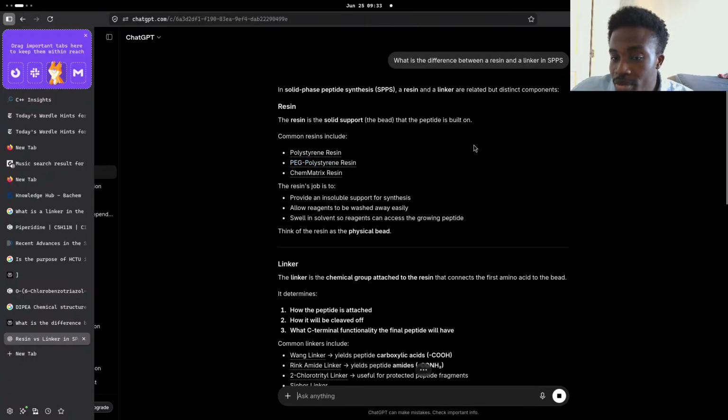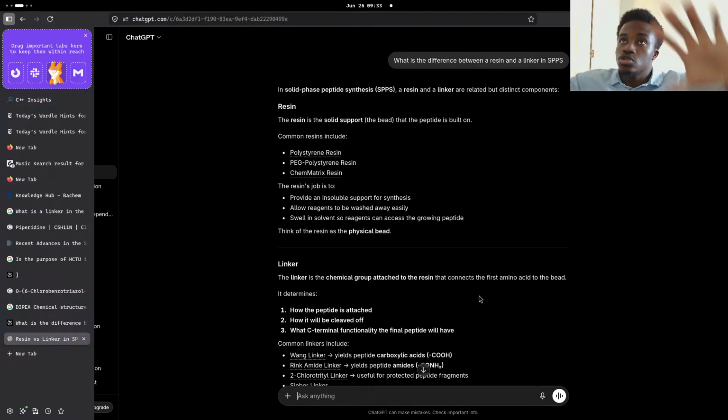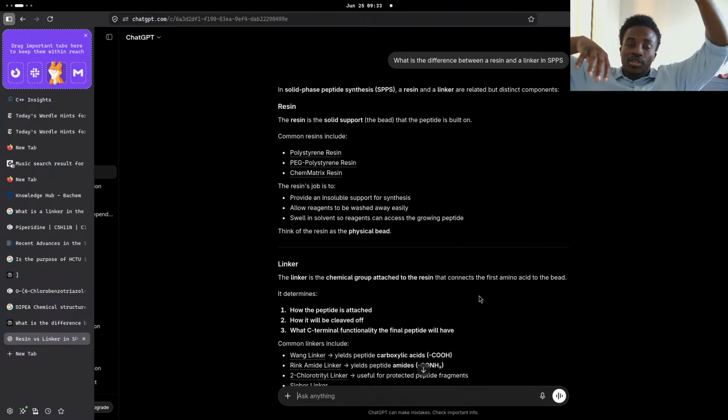Okay, so related but distinct, right? The resin's job is to provide an insoluble support. The linker is the chemical group attached to the resin that connects. Ah, okay, so support and then the actual linker, because the amino acid cannot just bind to the support itself.